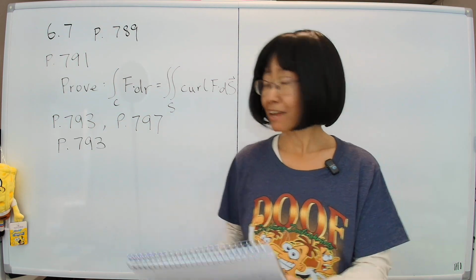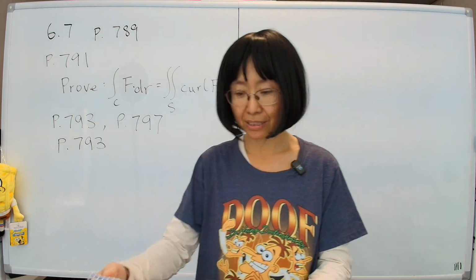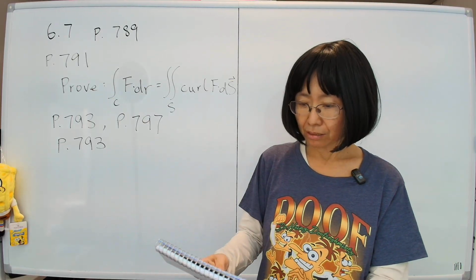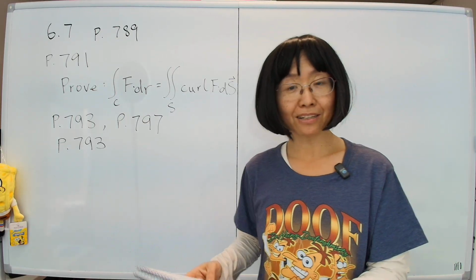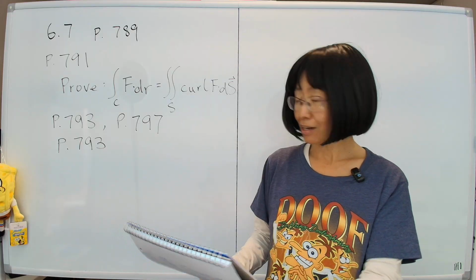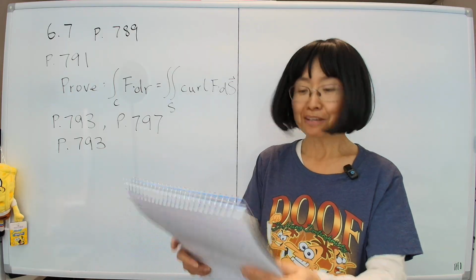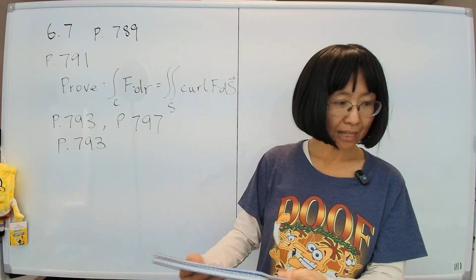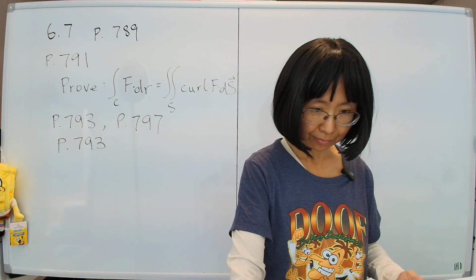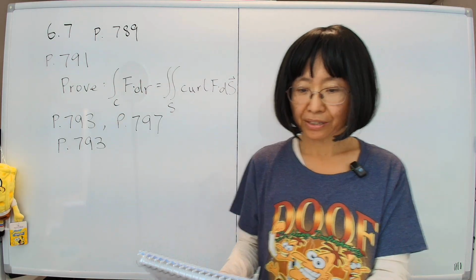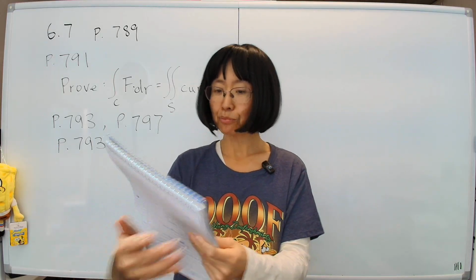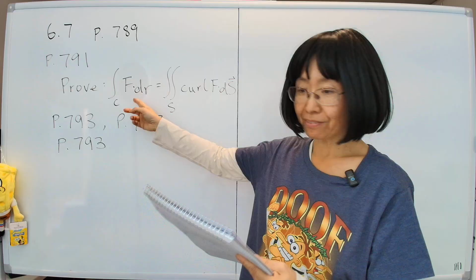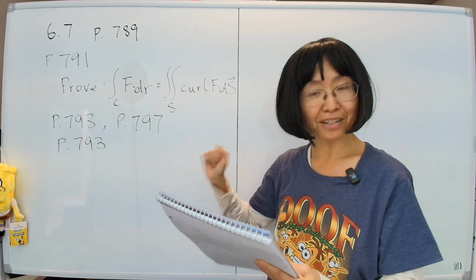Oh wait, I forgot to talk about example 6.73 on page 793. Sorry about that. Let's talk about that now. I should have written it down. But anyway, in example 6.73, we have a function, and we're supposed to show that ∮F·dr equals ∬curl F·dS.